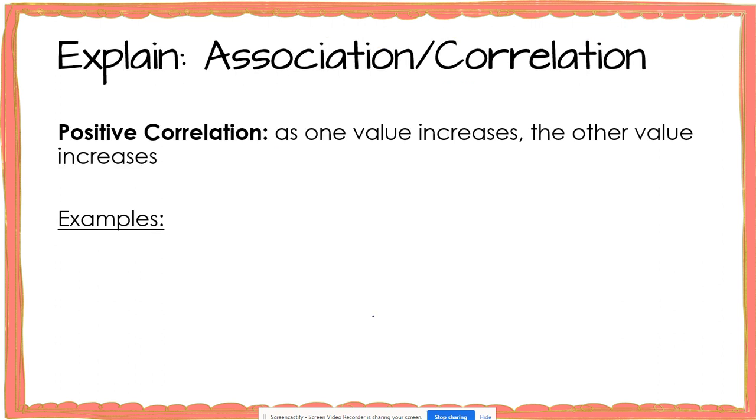Now let's look at each of these more carefully. Positive correlation is when one value increases and so does the other value, so they both will increase. Here are a few examples.